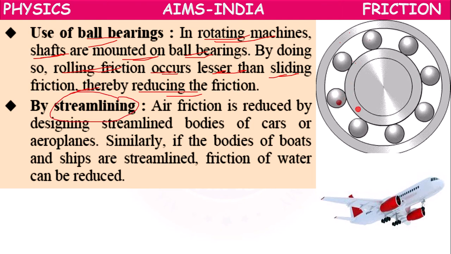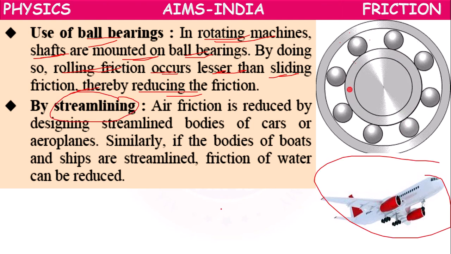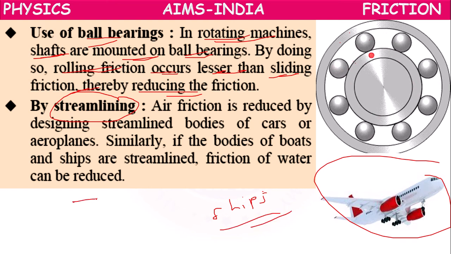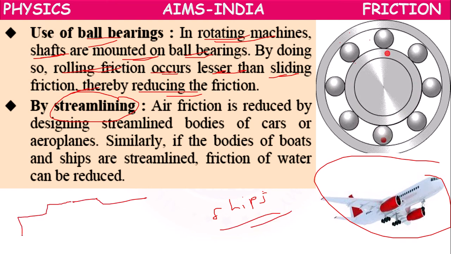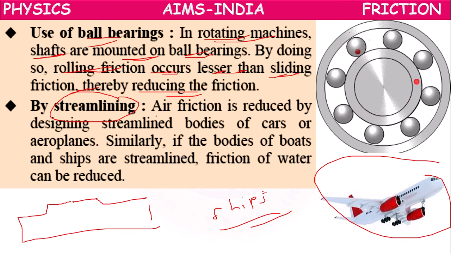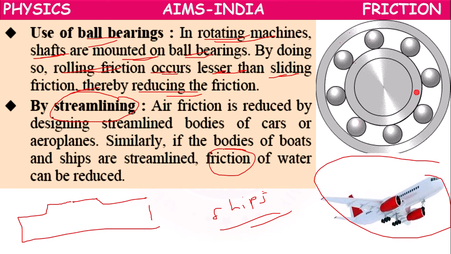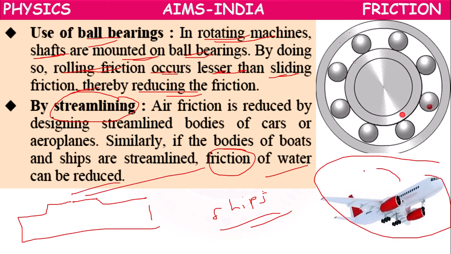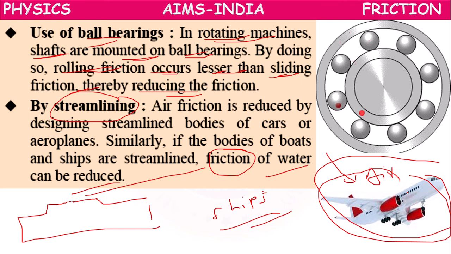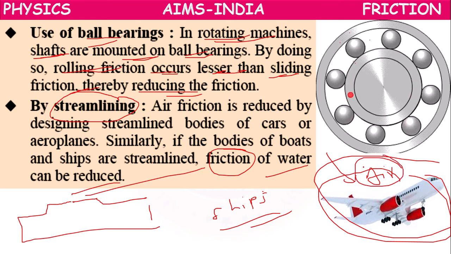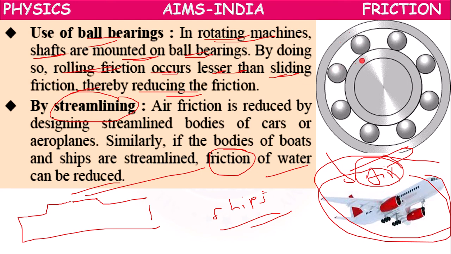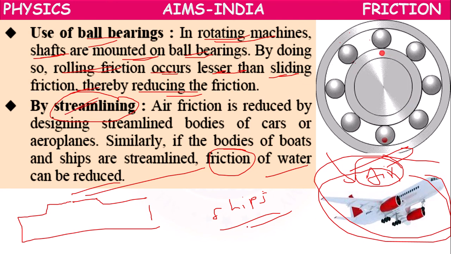Or by streamlining. Aeroplanes or ships or vehicles are streamlined in such a way that, regarding aeroplane, the friction by air, because aeroplane is moving in the air, friction will be created by the air. To overcome the friction by air, its shape is specially designed. That shape is called streamlining shape, like fish shape.